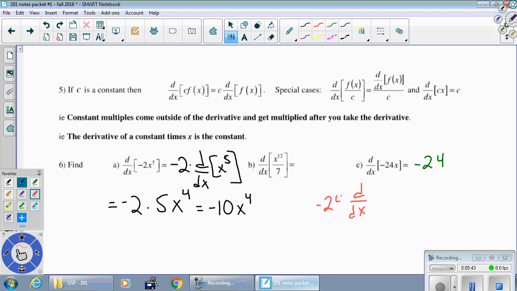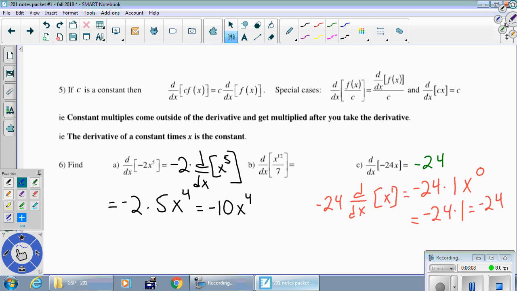Negative 24 can come outside. Copy the x right there. Negative 24, waiting around. All right, there's an invisible first power on this x. The 1 comes down. Copy the x, subtract 1 from the power. X to the 0 is always 1. And so we get negative 24 as we expected.